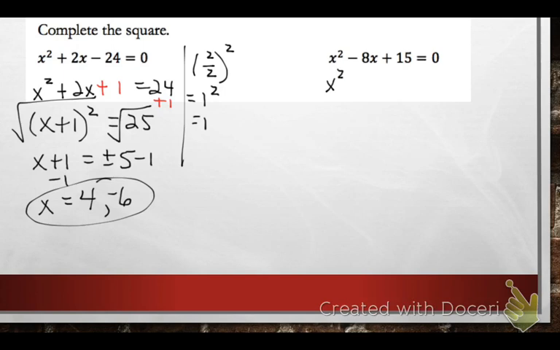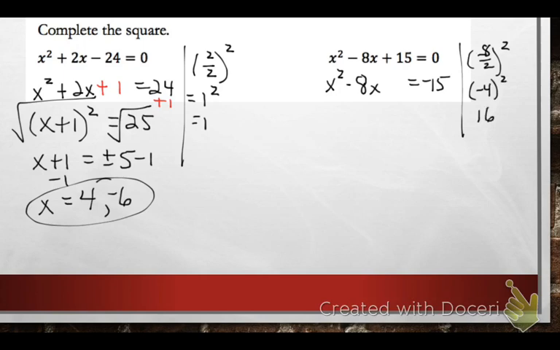So our two solutions for that first problem are 4 and negative 6. So let's try another. We just got to get used to this process. So we're going to move our 15 over. We're going to subtract it, so that would be negative 15. And then we'll take half of the b value and square it. So that'll be negative 4 squared, or positive 16.